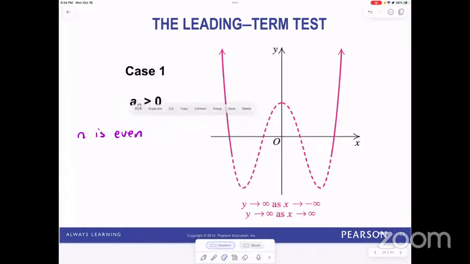So in this case, a positive leading coefficient and our n is even. A positive leading coefficient, our graph should go up to the right. Even means the exact same, so the other side is the exact same thing. So it should go up to the left. So up to the right, up to the left. A negative leading coefficient, down to the right. N being even means the exact same, so it should go down to the left. Down to the right, down to the left. This is even.